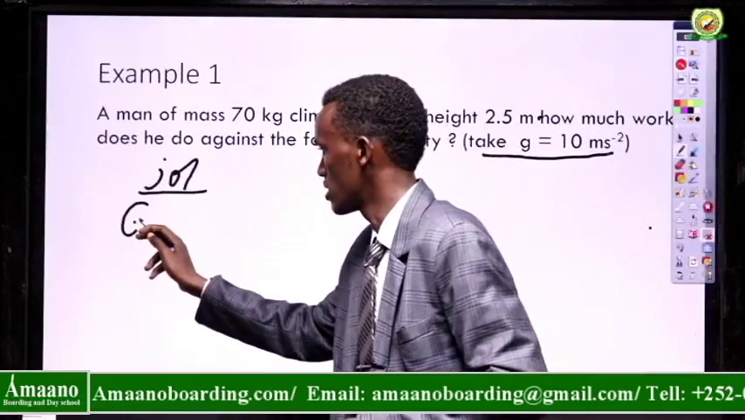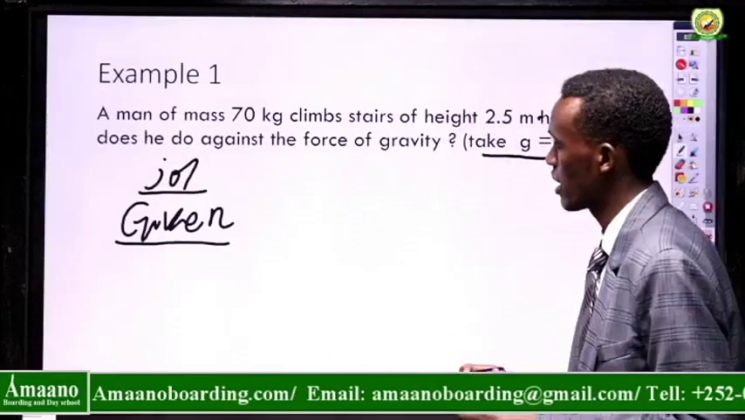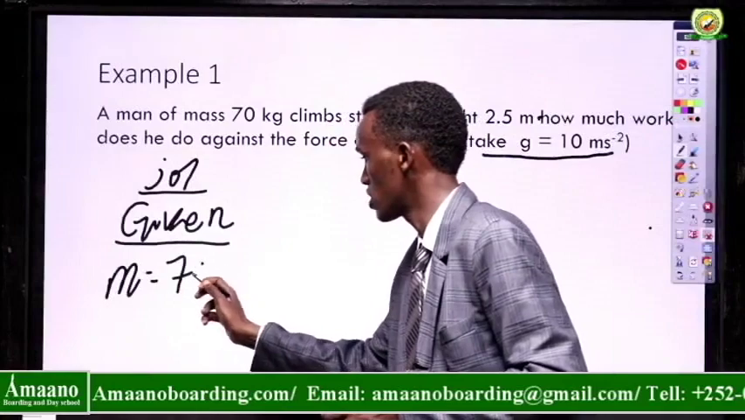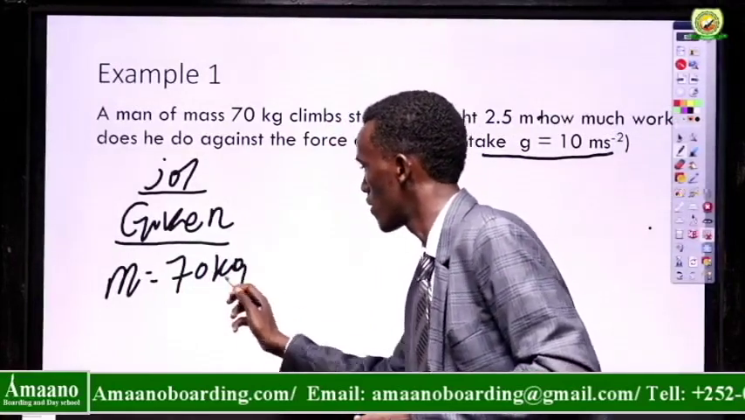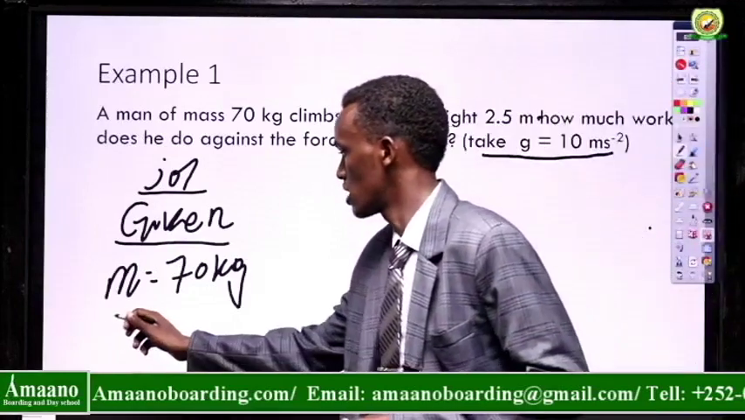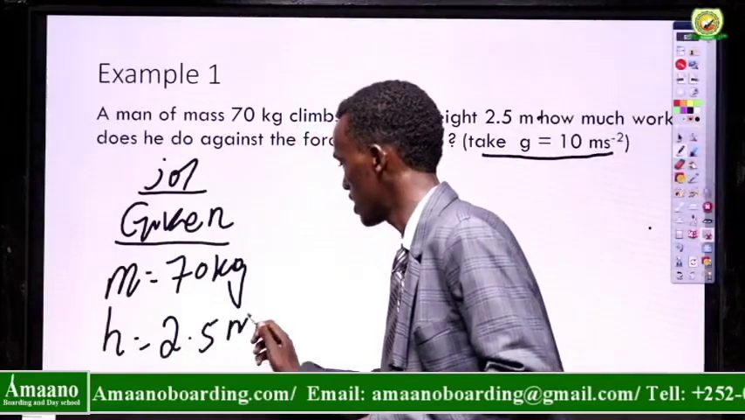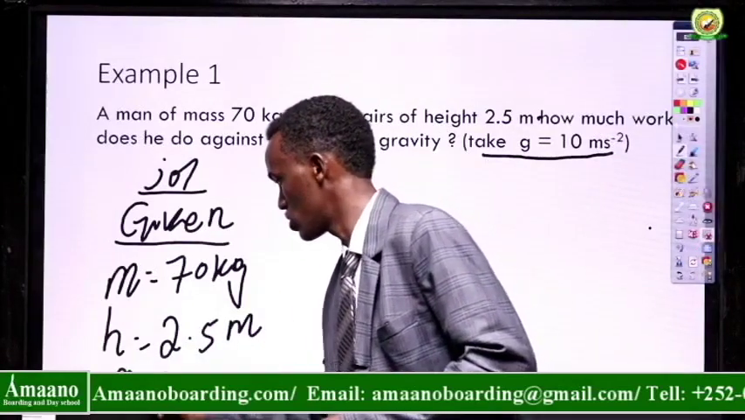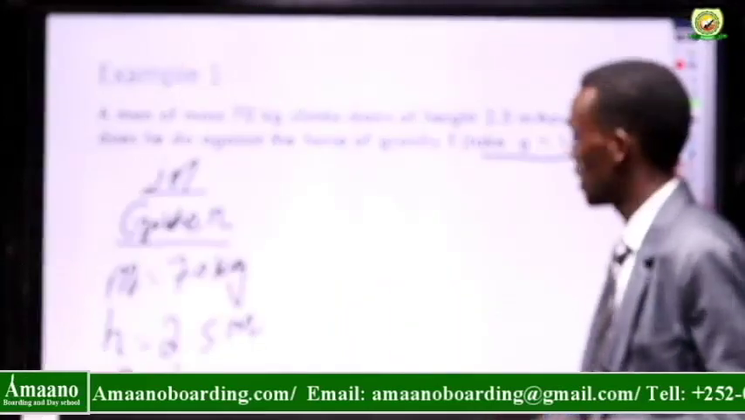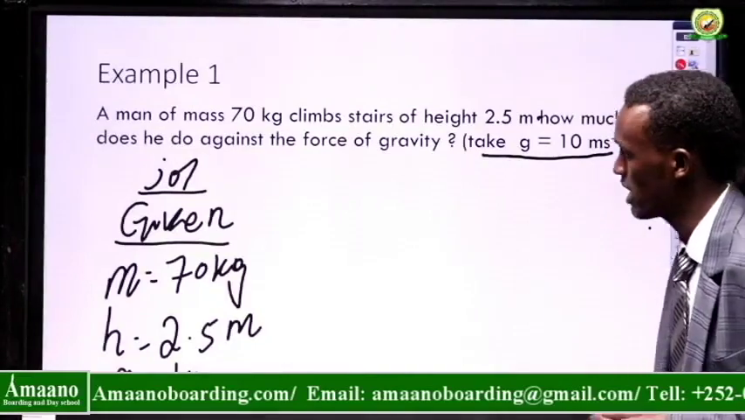and then we write the given. Therefore, now we have a mass. Mass is equal to 70 kilogram, and also the height is 2.5 meter, and also g is constant. g is 10 meter per second square.